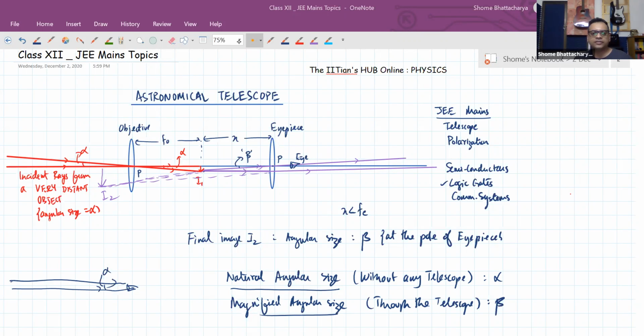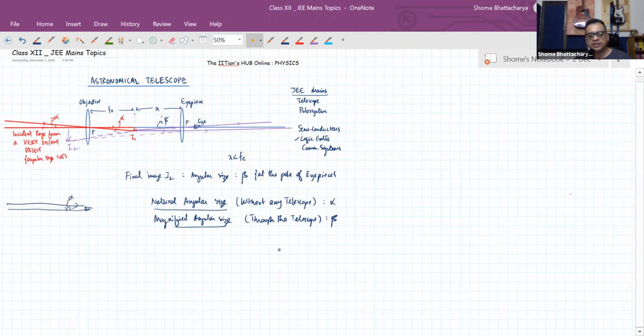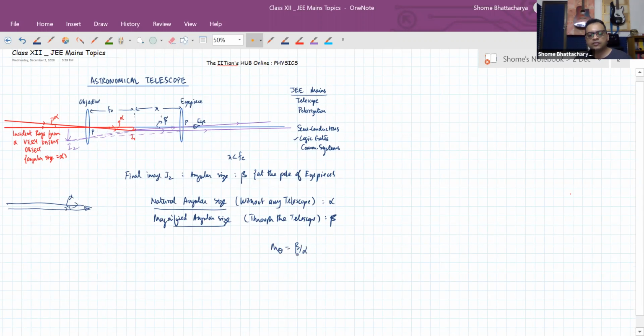Okay, so the angular magnification, as usual, becomes beta upon alpha in general. In the case of normal adjustment position, you want the final image distance y to be tending to infinity. So x should be equal to the focal length of the eyepiece.